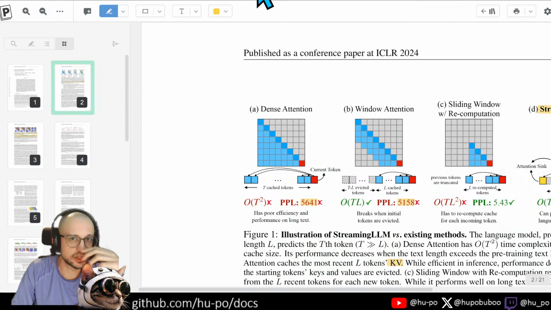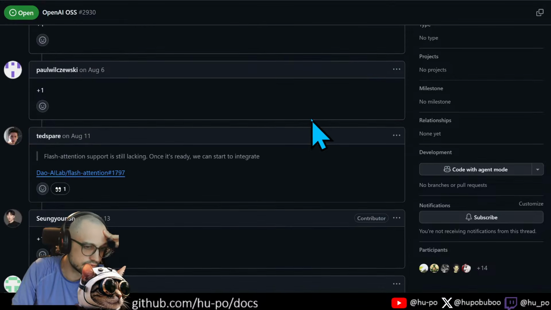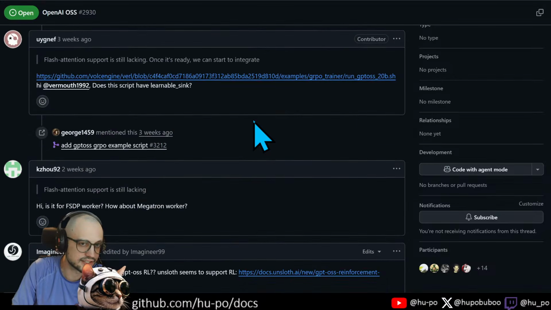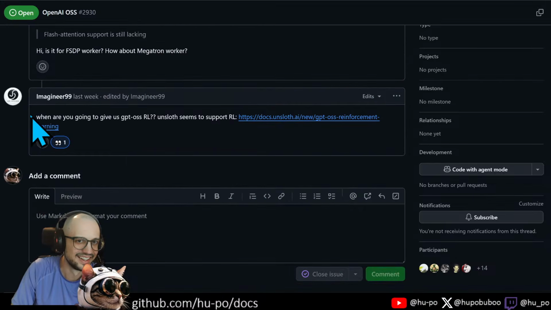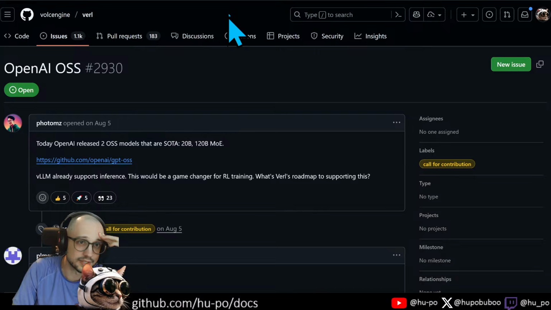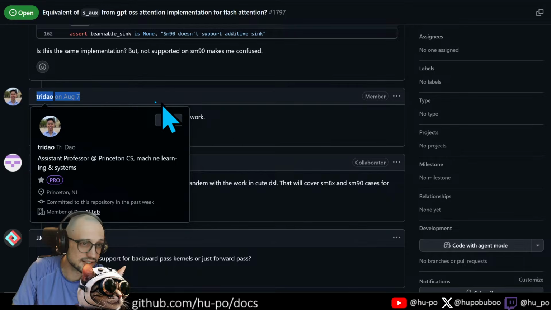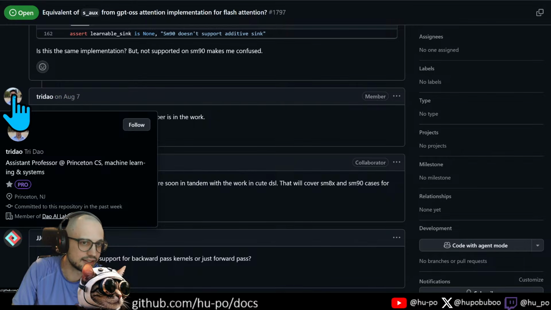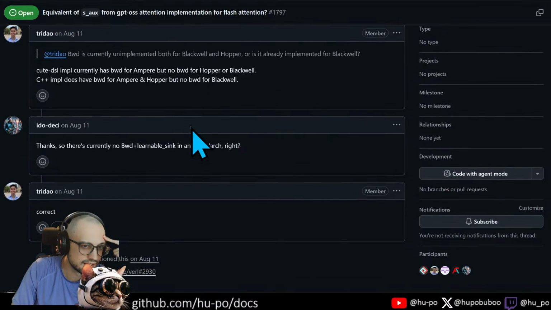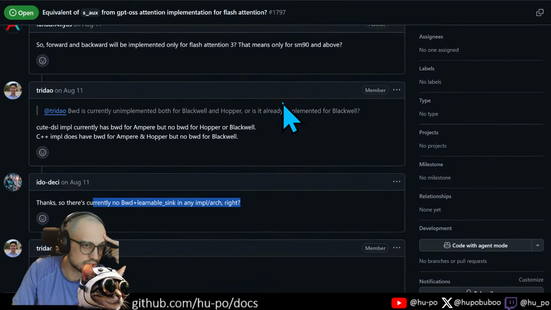It's a good idea that they put them in there, but nobody's really implemented this, right? When are you going to give us GPT OSS reinforcement learning? No answer from OpenAI. You have here Tri Dao. This guy is literally the kernel god. This is the Mamba guy. So he's telling you there's currently no backward learnable sink in any implementation.